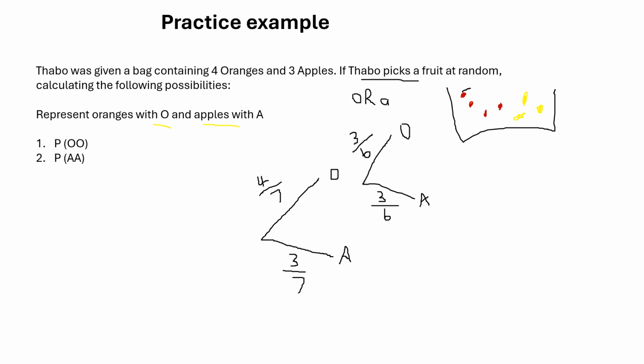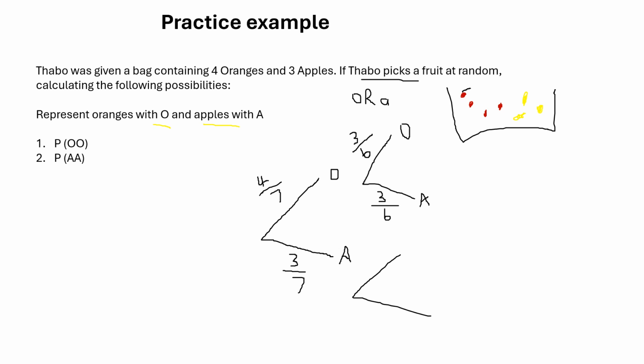Now let's say down here, he's taking out an apple. Remember, either you can take out an orange or an apple. Let's say now he's taking out an apple, so I'm going to have a branch for that as well. Let's say on the lower branch here, this is the event of him taking out an apple.